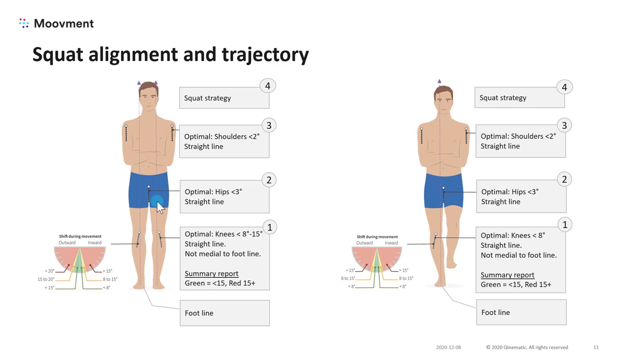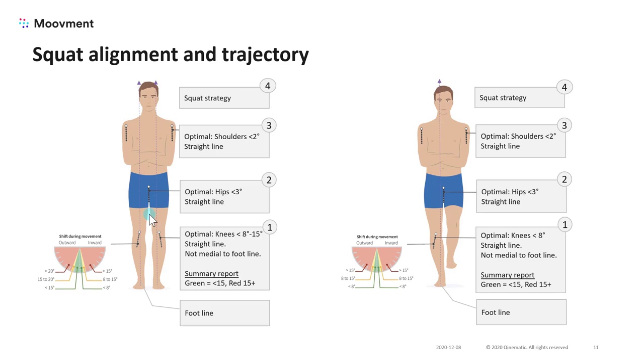The next thing we look at is the hips. The hips are expected to travel in a straight line. We accept hips that travel no more than 3 degrees in either direction. And with the shoulders, 2 degrees in either direction. Sometimes one shoulder moves more than the other, and that tends to imply that there's some rotation or lateral flexion in the trunk during the double leg squat.